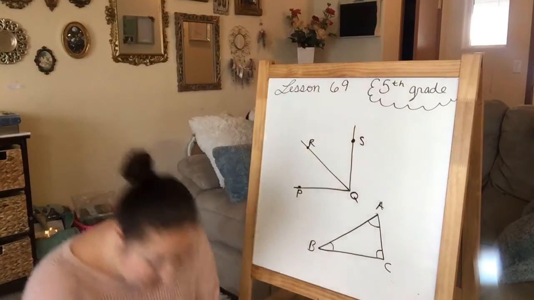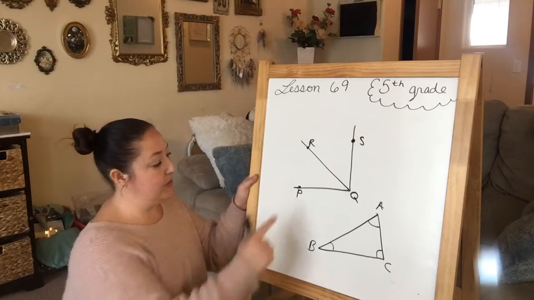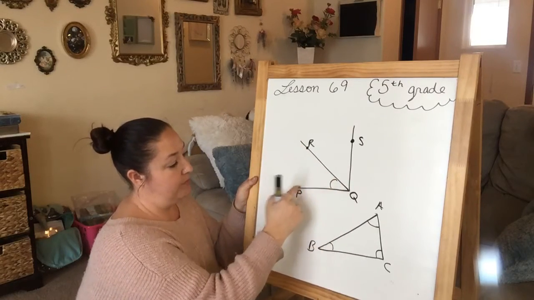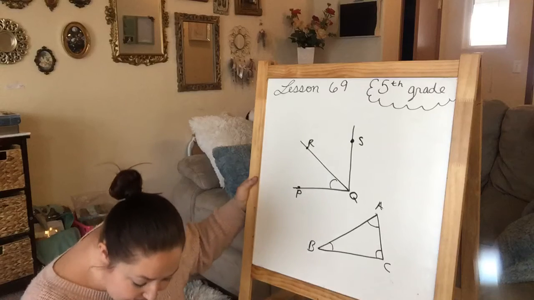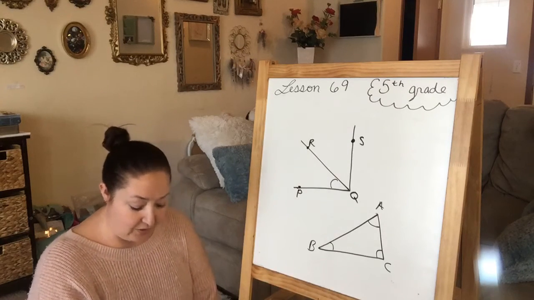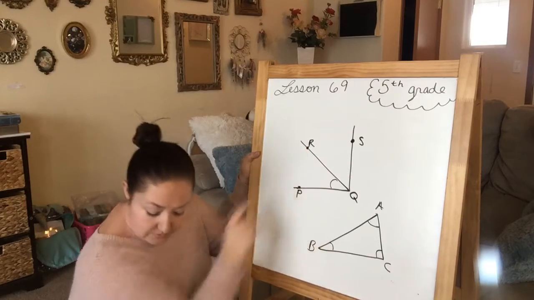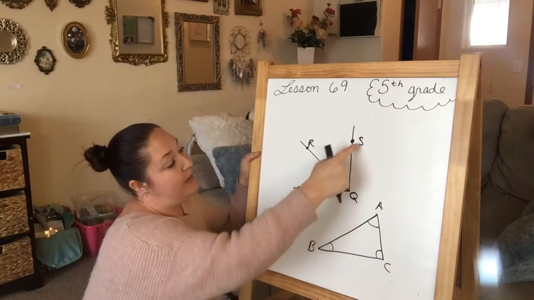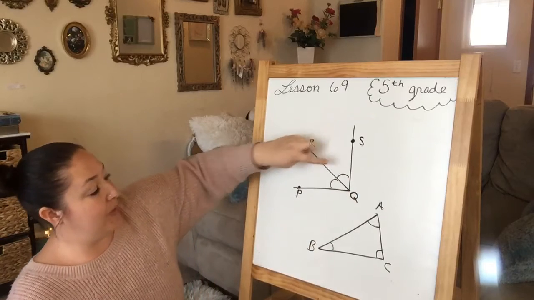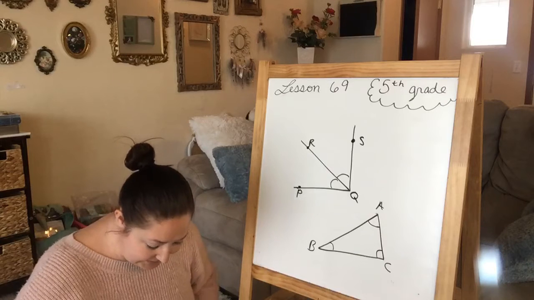So it says in the figure below, angle PQR. So this angle, PQR, and RQS are complementary angles. Because these two angles added together equal 90 degrees. So they're complementary. Okay, that's easy.